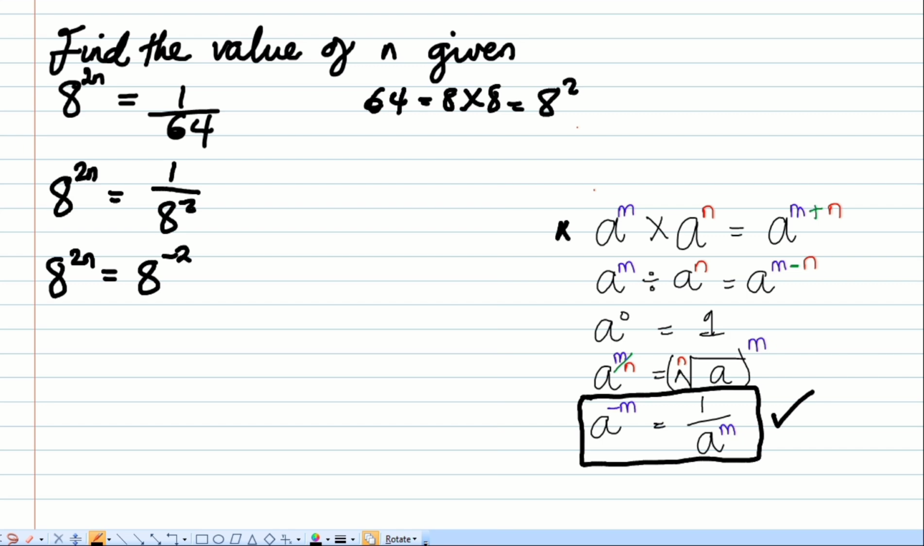So since we're looking for n, we're going to equate the powers. We're going to say that means 2n must also be equal to minus 2. Now to get n, we just divide both sides by 2. So n is negative 1. Negative 2 divided by 2 is negative 1.